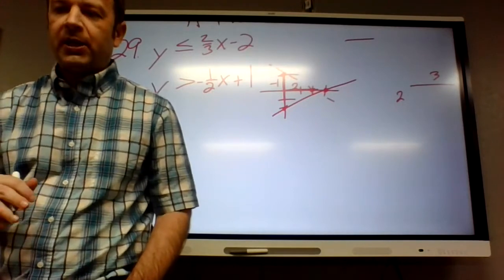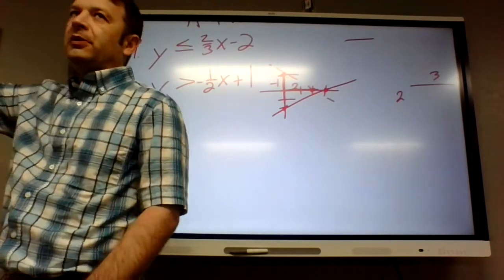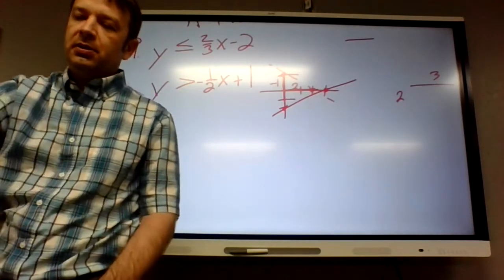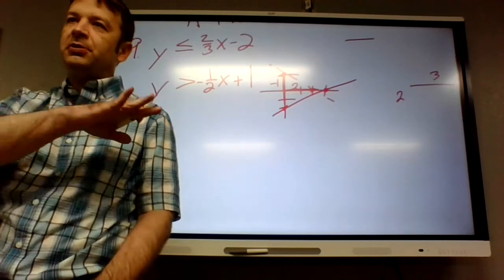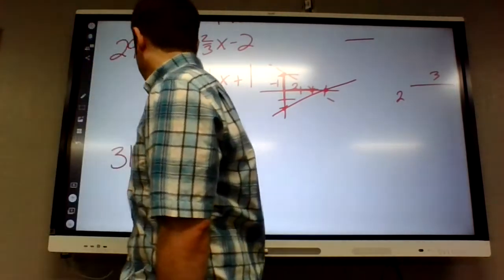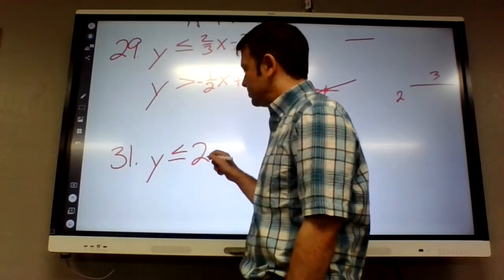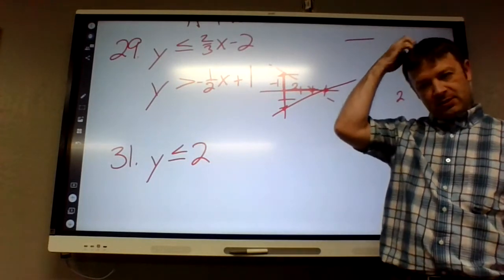Okay, on 31, what do we call the equation if it's just a horizontal line? Y equals 2. But if it's shaded below, we're going to put y is less than, or less than or equal to. Oops, went the wrong way.